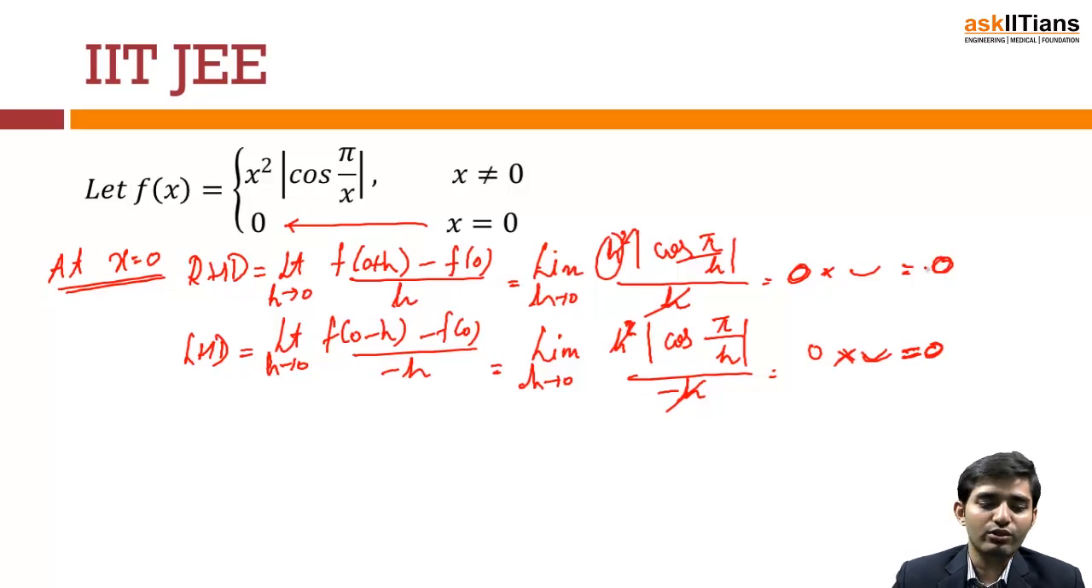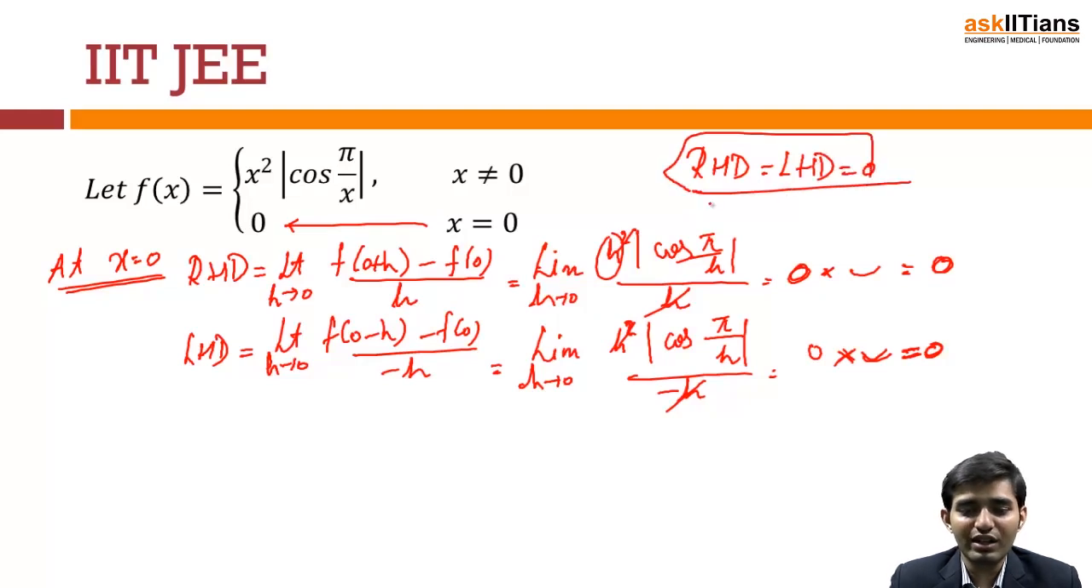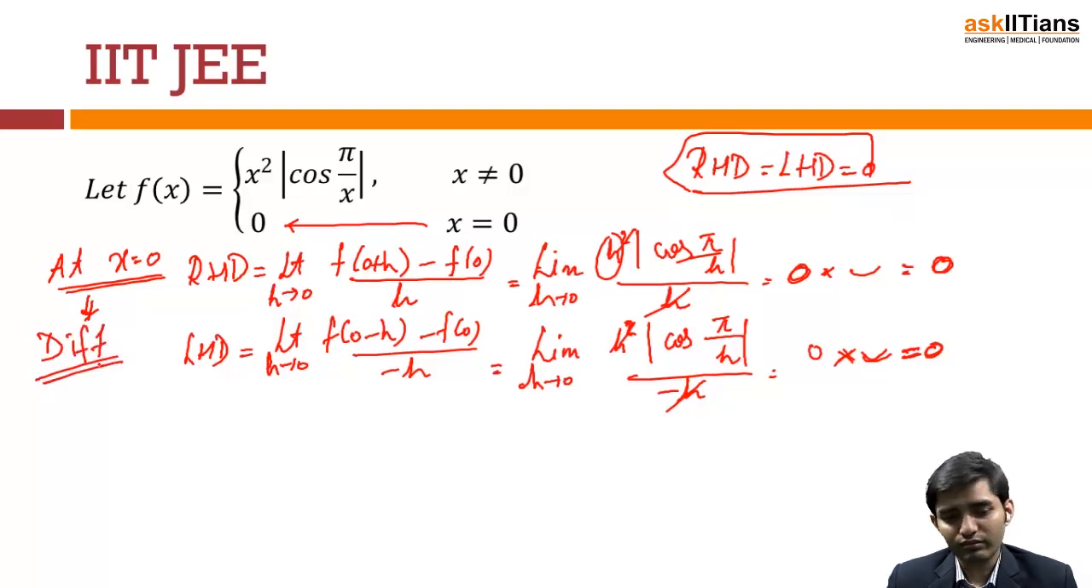And this will be equal to 0. So in this case at x equal to 0, I have LHD equal to RHD is equal to finite, which is equal to 0, right? So I can say that it is differentiable at x equal to 0. At x equal to 0, this function is differentiable, okay? And now let us check whether this function is differentiable or not at x equal to 2.